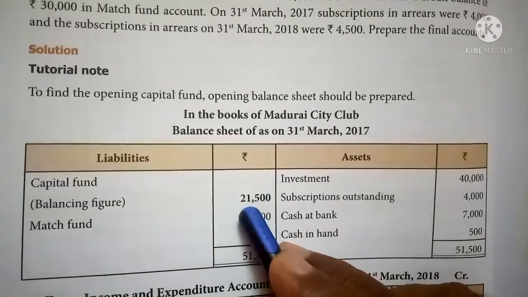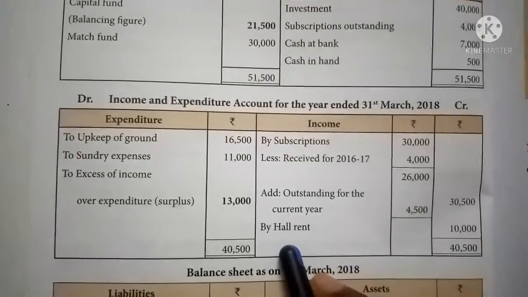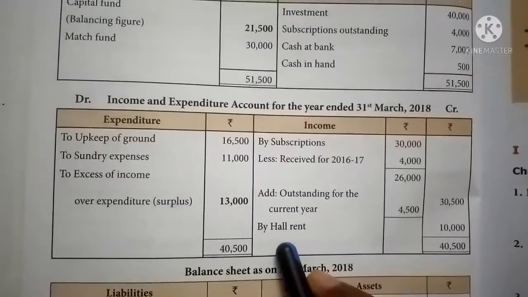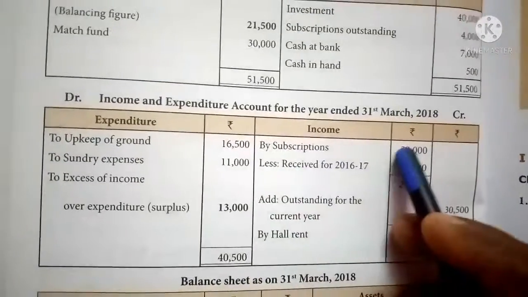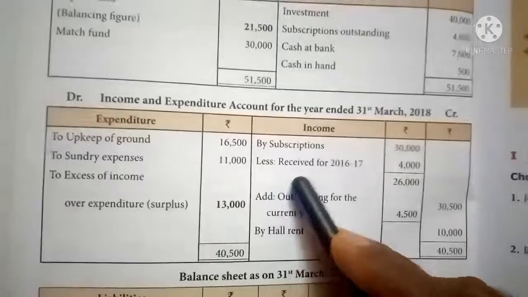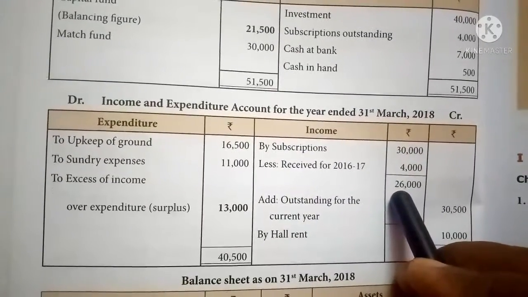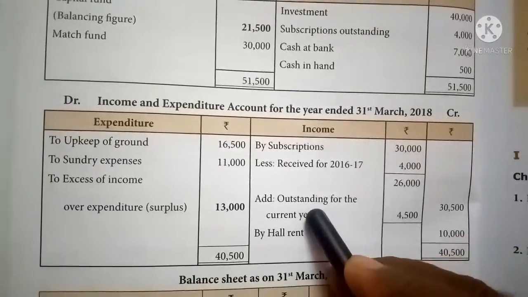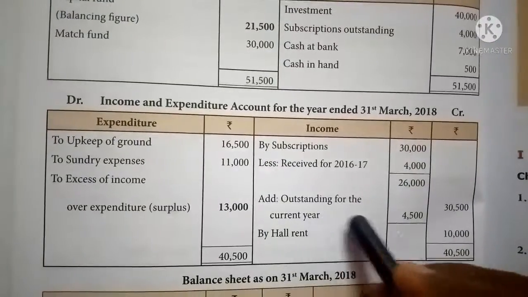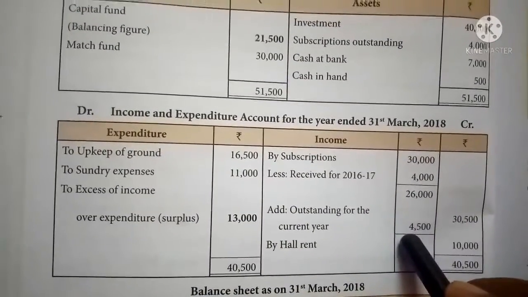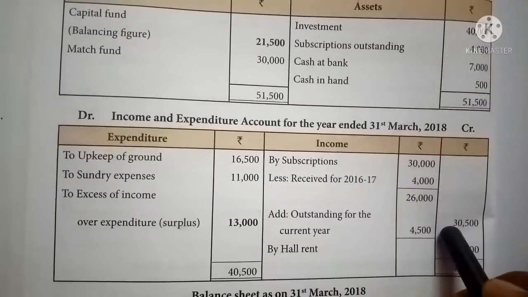After finding the capital fund, you can prepare the income and expenditure account. First, from the income side, subscription is given on the receipt side, amount 30,000 less previous year subscription outstanding 4,000. So the net amount is 26,000. To that amount you add the current year outstanding subscription. Outstanding for the current year is 4,500. It is given in the adjustments. So the total value of the subscription is 30,500.